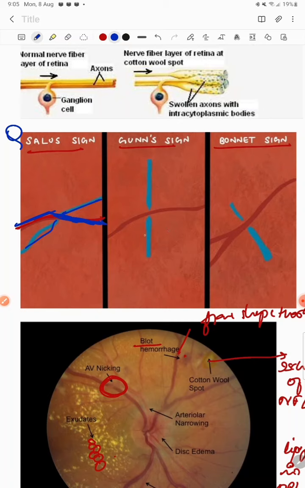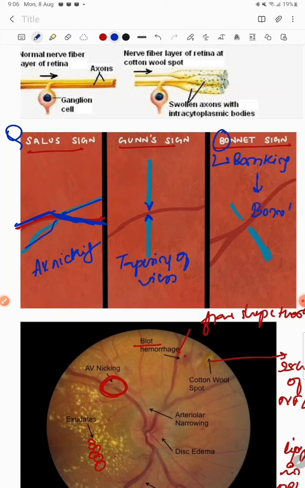And at AV crossing changes you will have Gunn's sign. What is Gunn's sign? You can see that there is a narrowing or tapering of the vein here at the area of AV crossing. You can see how the vein has become narrow or tapered. So Salus sign is nothing but AV nicking. Gunn's sign is nothing but the tapering of the vein. And Bonnet sign: B for Bonnet, B for banking. So banking is nothing but Bonnet sign.